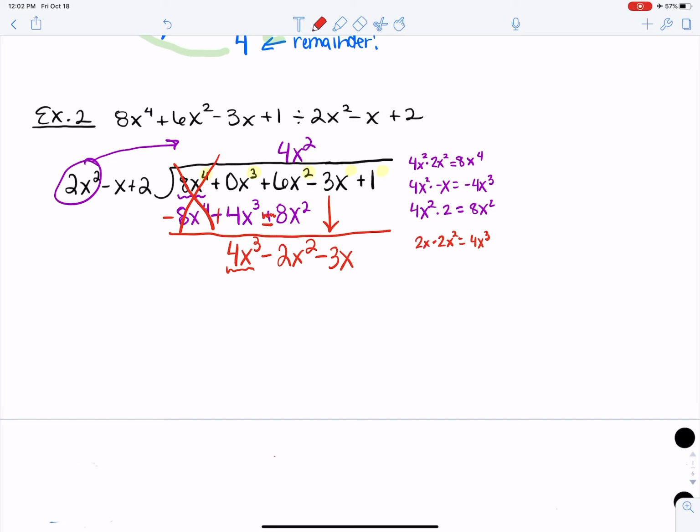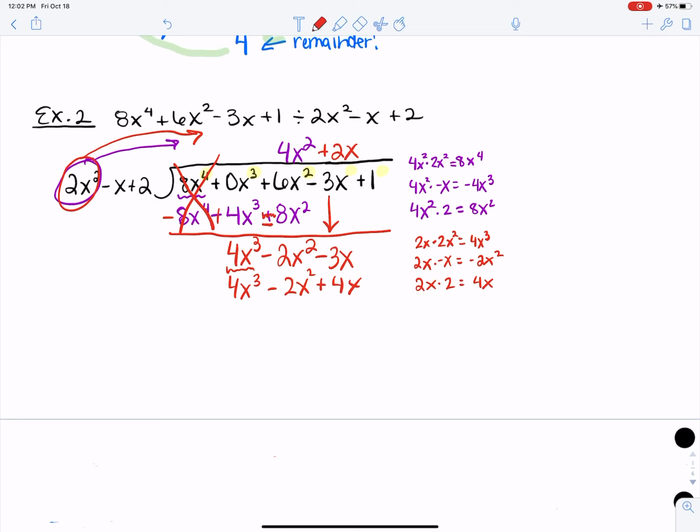Well, 2x. 2x is our linear term, so we put 2x at the top. And now we multiply. 2x times 2x squared, we already know that was going to be 4x cubed. That's why we chose 2x. And now we need to figure out what's the rest. 2x times negative x is negative 2x squared. And 2x times 2 is 4x. And those are my numbers I'm going to write down here.